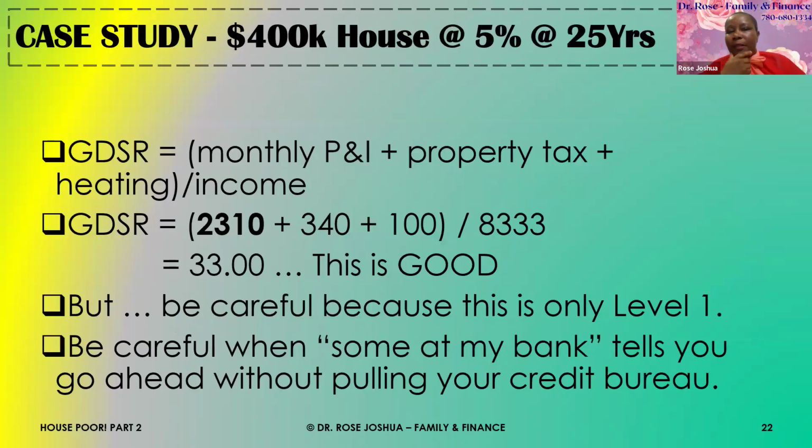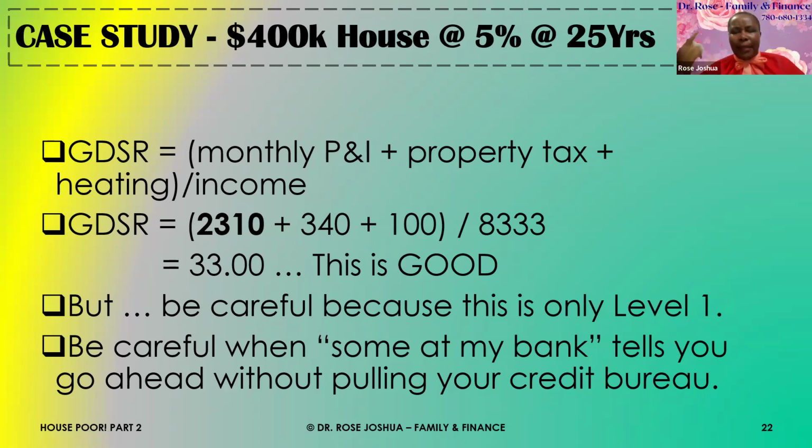So now we come back to this house, 400K. The GDSR uses the 2,310, which is the monthly payment we ran through our mortgage calculator. 340 is the property tax. $100 is heating. And you divide all of that by the income. So if you pull out your calculator, 2,310 plus 340 plus 100, divided by 8,333, gives 33%. This is good. So that GDSR is good, but be very careful.